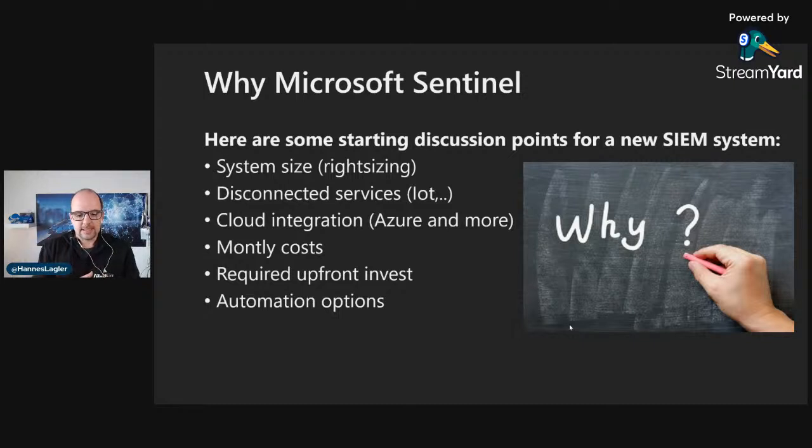The next thing is disconnected services. I don't mean services that are really unplugged from the network. I'm talking about IoT devices outside your company network, and you have to think about how we can get the data from these devices. Do we have an API available to the internet, and how can we use it?